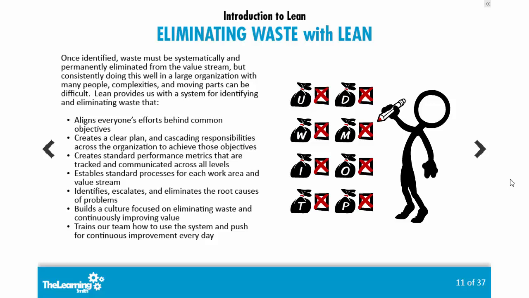Lean provides us with a system for identifying and eliminating waste that aligns everyone's efforts behind common objectives, creates a clear plan and cascading responsibilities across the organization to achieve those objectives, creates standard performance metrics that are tracked and communicated across all levels, establishes standard processes for each work area and value stream, identifies, escalates, and eliminates the root cause of problems, builds a culture focused on eliminating waste and continuously improving value, and trains our teams how to use the system and push for continuous improvement every day.